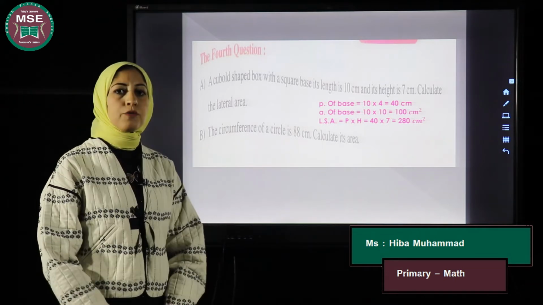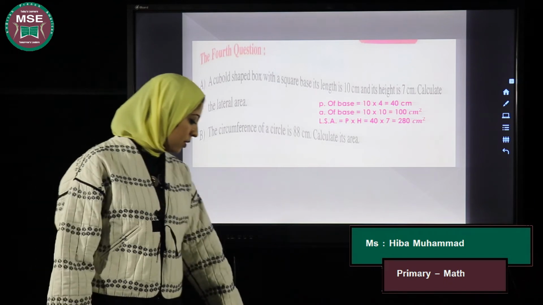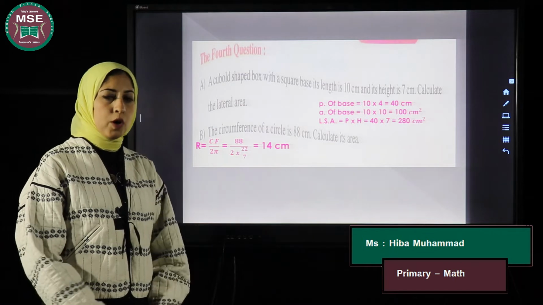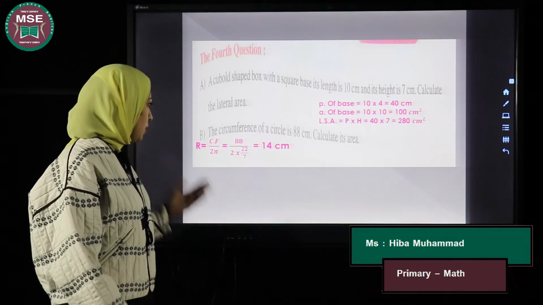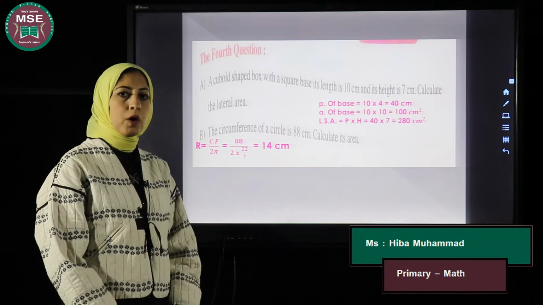Here I have the circumference. From the circumference, I can get the radius. Radius equals circumference over 2 times pi. This is our old rule. Radius of the circle equals circumference over 2 times pi.